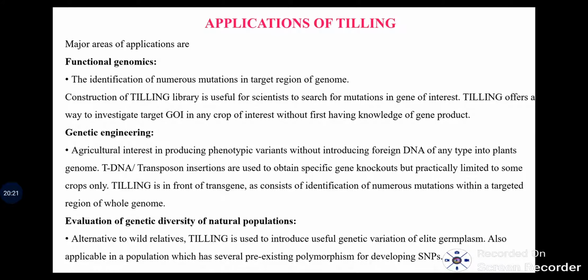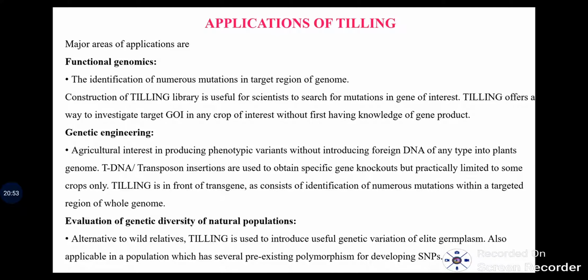First is functional genomics, where identification of numerous mutations in target regions of genome. Construction of tilling library is useful for scientists to search for mutations in gene of interest. Tilling offers a way to investigate target gene of interest in any crop of interest without first having knowledge of gene product. Means prior sequence information is not required for tilling approach, where we go for sequence at the end.